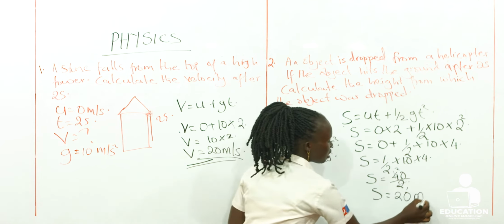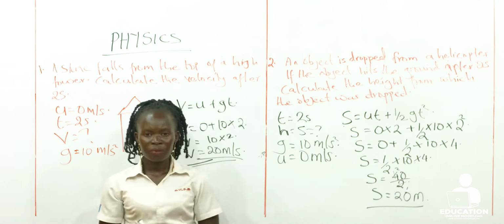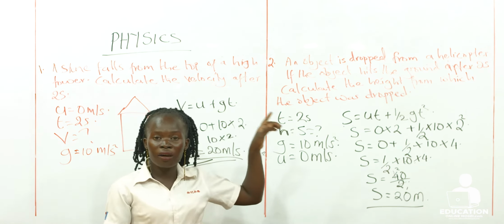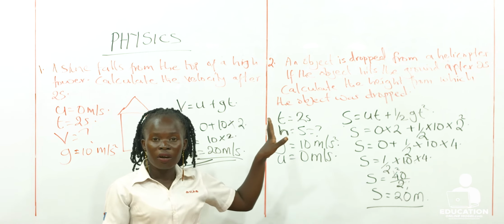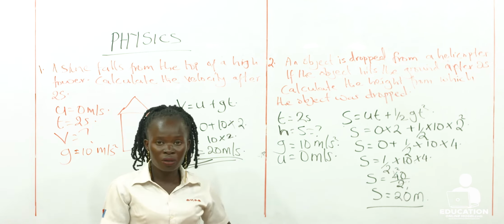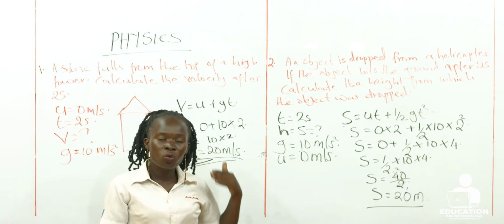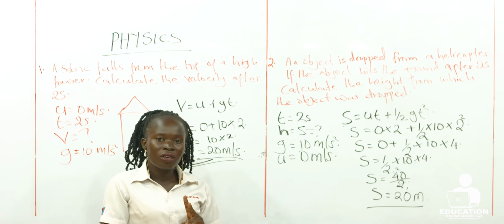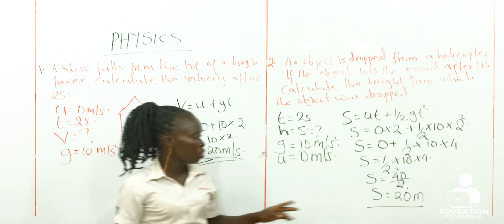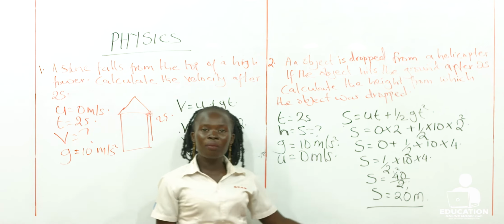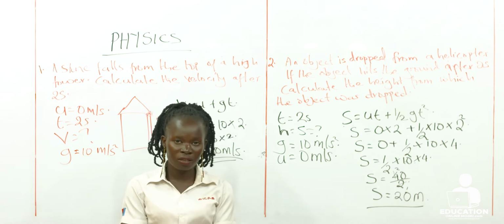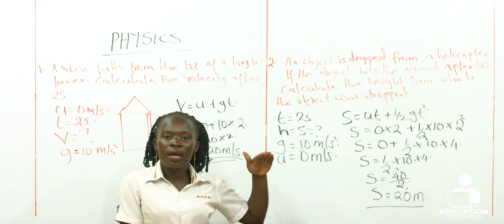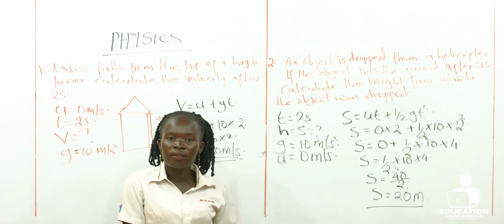This is in meters. That means that our object, right from the helicopter, came down to the ground at a distance of 20 meters. So it took the object 2 seconds to cover a distance of 20 meters. That means that by the time the helicopter was dropping this object down, it was already at a height of 20 meters from the surface of the earth.